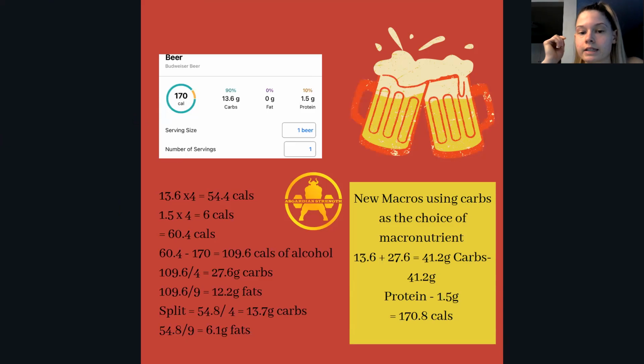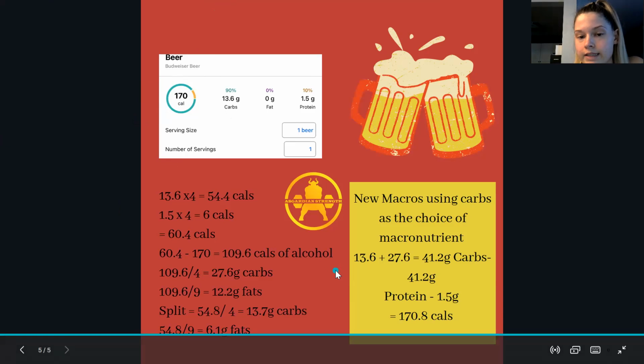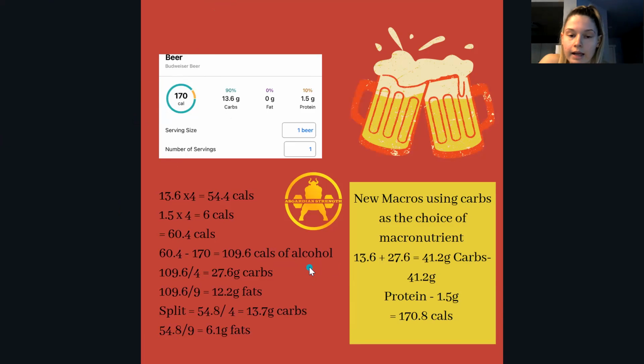So 13.6 times 4 equals 54.4 calories, and then 1.5 times 4 equals 6 calories. And then that is a total of 60.4 calories. So we would have to minus that from the total calories that is provided. So that leaves us with 109.6 calories of alcohol. And like I said before, we can decide what we want to split this up into.